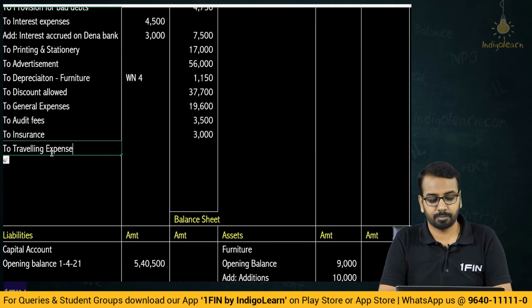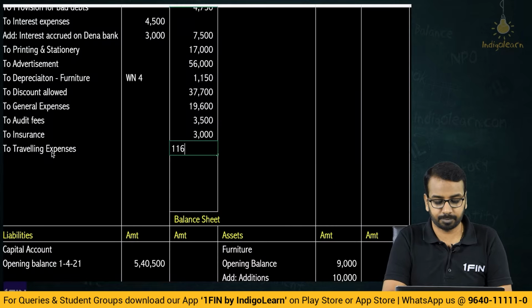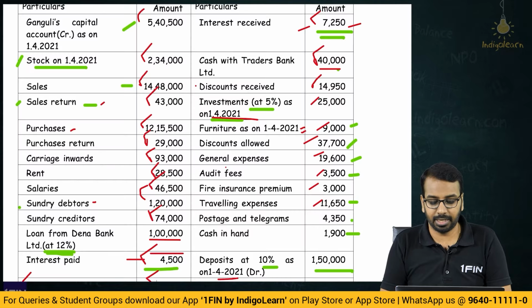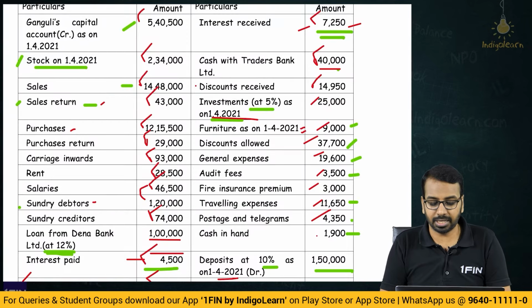Traveling expenses of how much? Of 11,650. Okay. Then postage and telegram 4,350. Then cash in hand 1,900.